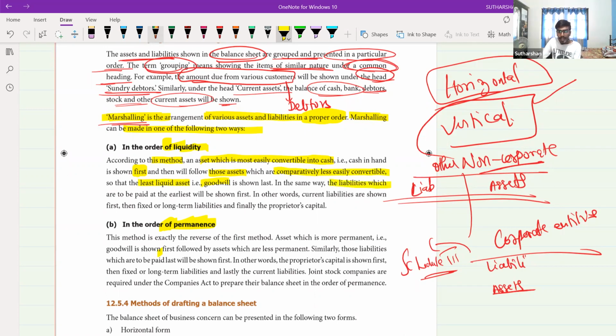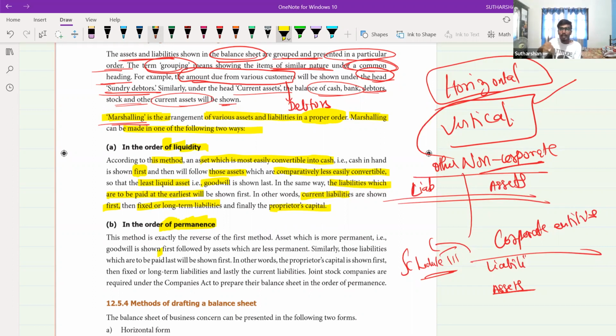In the same way, the liabilities which are to be paid at the earliest, the one I have to pay first, that is what I present first. That is, my current liabilities are shown first, and then fixed liabilities are shown. And finally, proprietor's capital. So we show capital at the bottom. If you are following order of permanence, capital goes to the top. After that fixed liabilities come, and current liabilities come at the bottom.